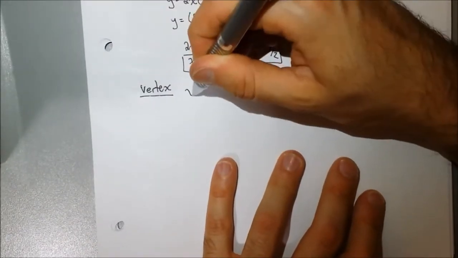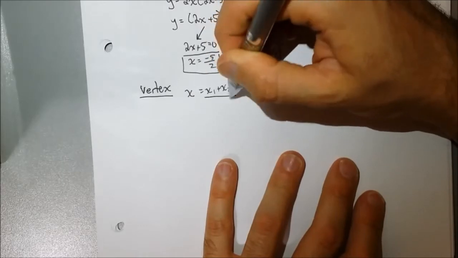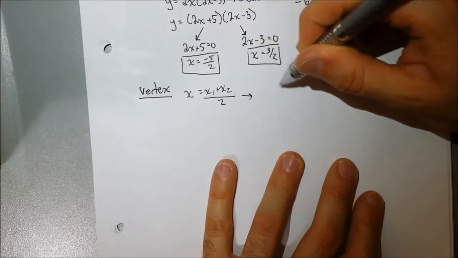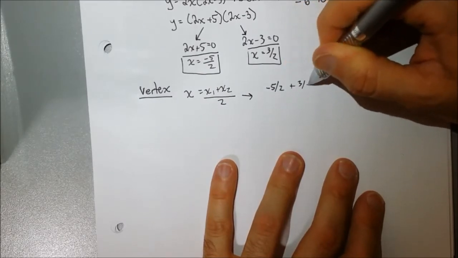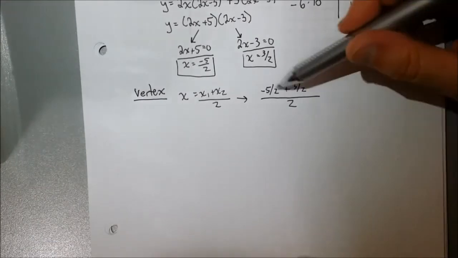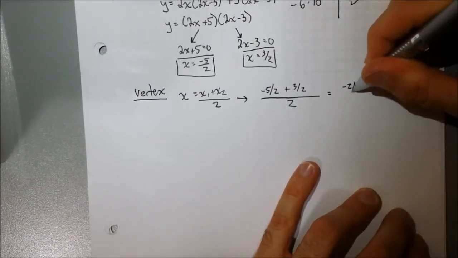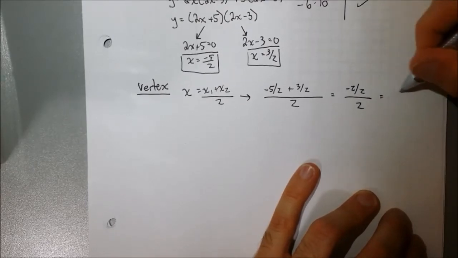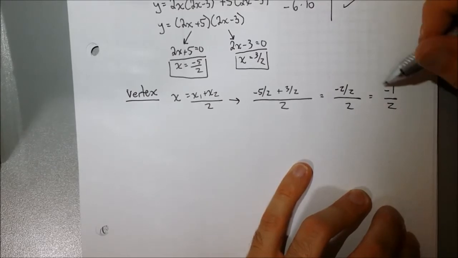So vertex, my x value, I'm going to use this formula. Going to plug in my two numbers. I already have a common denominator, so it's not really a big issue. I can go negative 5 plus 3. I'm going to get negative 2 over 2 divided by 2. So I'm just going to get negative 1 over 2.